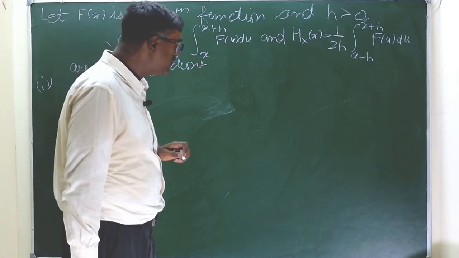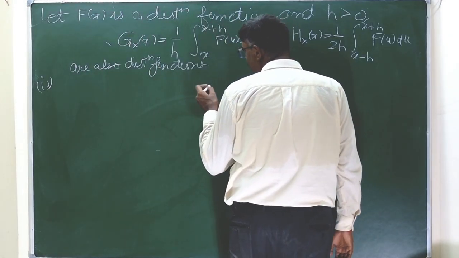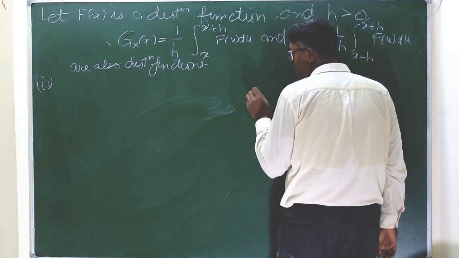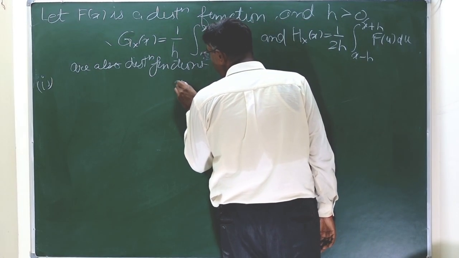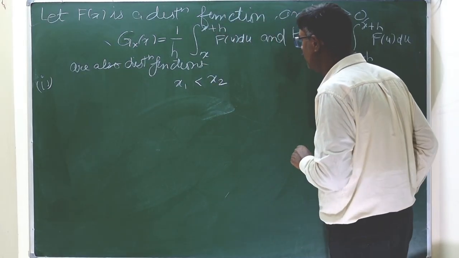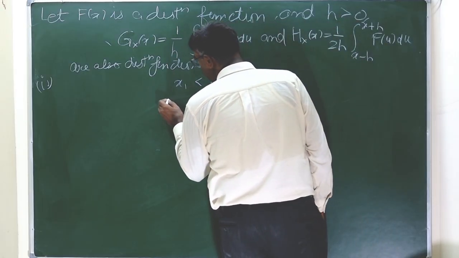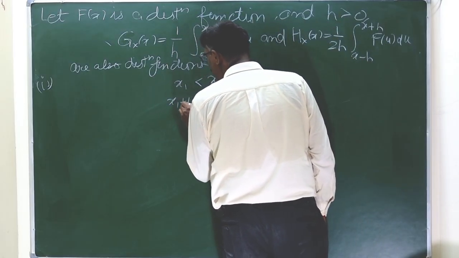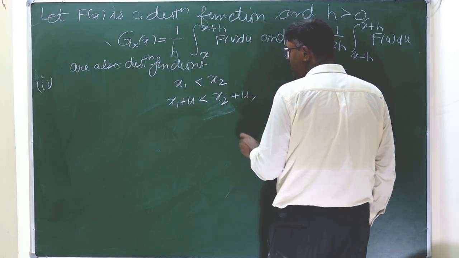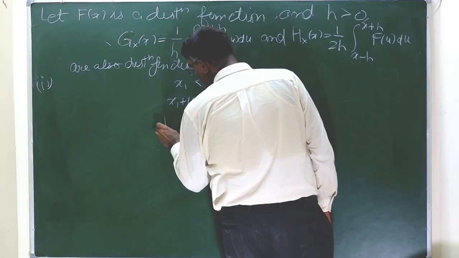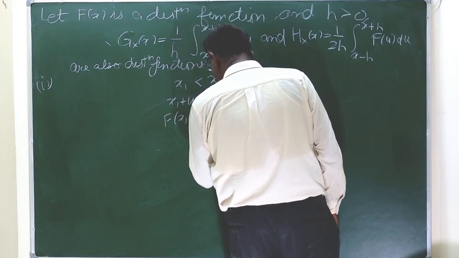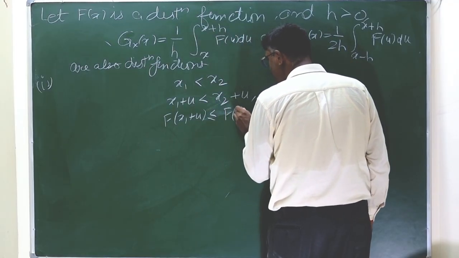So for g(x), we will simply define that. To establish that g(x) is a non-decreasing function, we know that if x1 is less than or equal to x2, then x1 plus u, this property will also be true for some u greater than 0, and similarly f of x1 plus u will be less than or equal to f of x2 plus u.